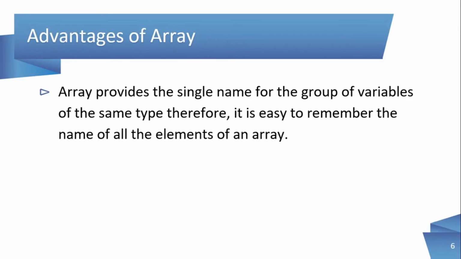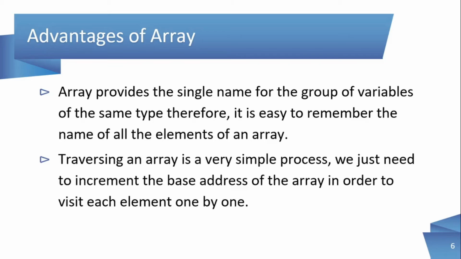So what are the advantages of using array? Array provides a single name for the group of variables of the same type. Therefore, it is easy to remember the name of all the elements of an array. Traversing an array is a very simple process. We just need to increment the base address of the array in order to visit each element one by one. Traversing a data structure means visiting or touching the elements of the structure and doing something with the data. Traversing is also sometimes called iterating over the data structure. Any element in the array can be directly accessed by using the index.